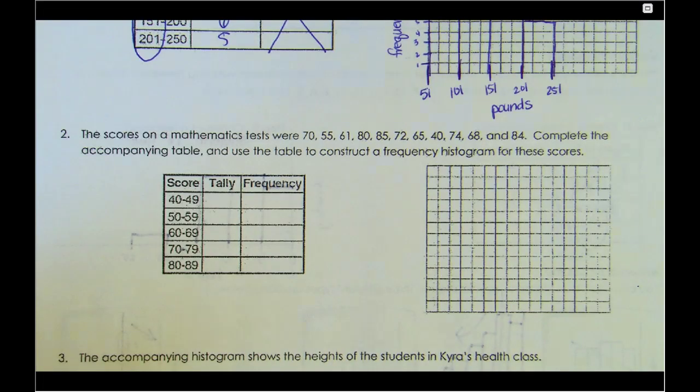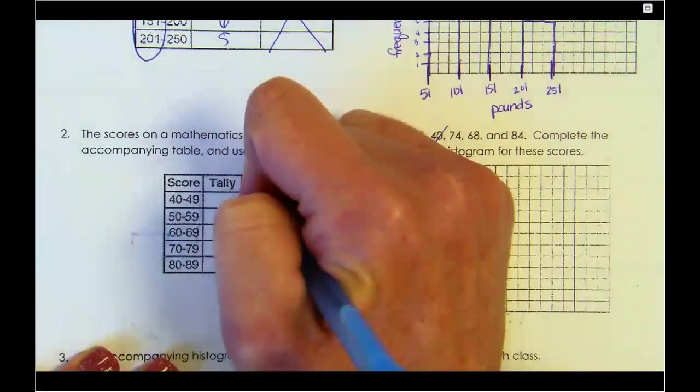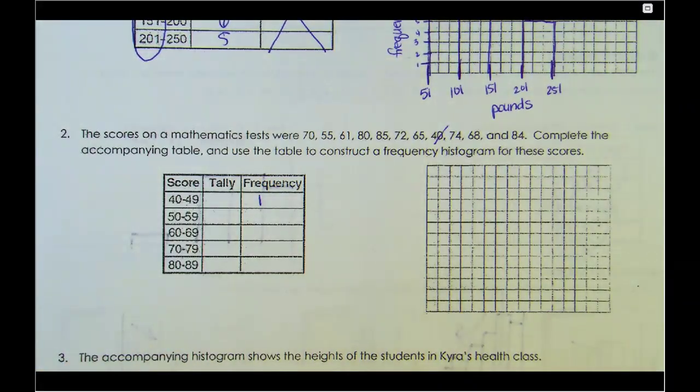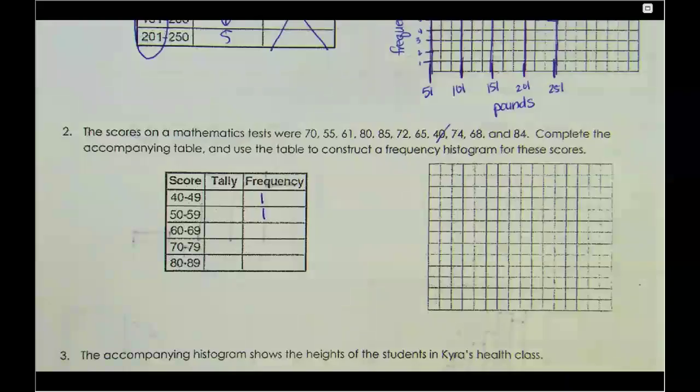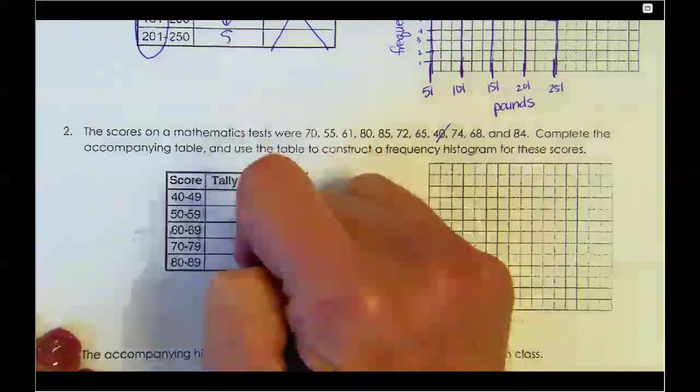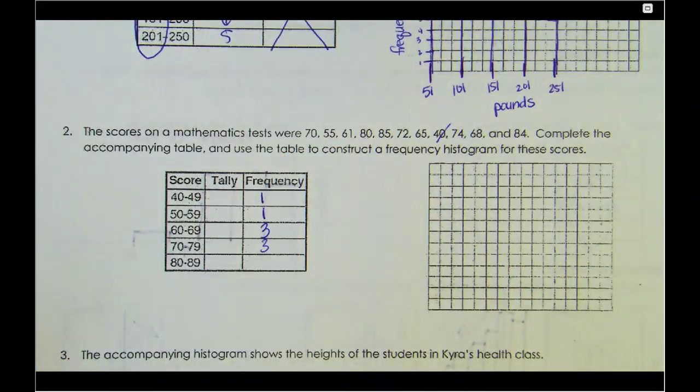Okay, how many do we have between 40 and 49? I think one. It's just a 40, right? How many between 50 and 59? Boring. Okay. How about between 60 and 69? Yep. 70 and 79? Yep. And 80 to 89? Oh, also boring. Okay. So that's okay. We don't really care.